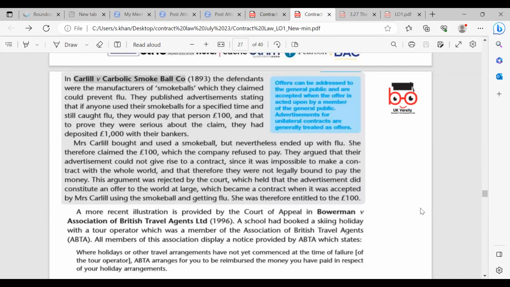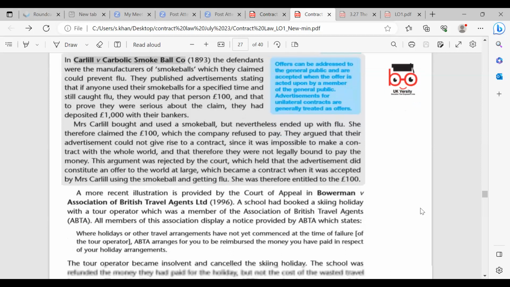They argued that the advertisement could not give rise to a contract, since it was impossible to make a contract with the whole world, and therefore they were not legally bound to pay the money. This argument was rejected by the court, which held that the advertisement did constitute an offer to the world at large, which became a contract when it was accepted by Mrs. Carlill, who used the smoke ball and still got the flu. She was therefore entitled to the £100.